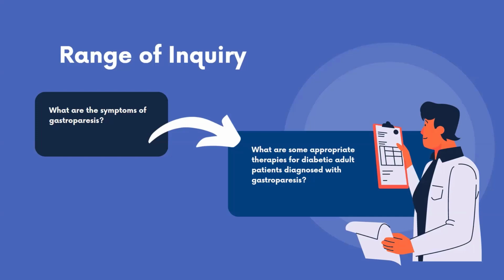On the other hand, an expert might ask, what are some appropriate therapies for diabetic adult patients diagnosed with gastroparesis? Experts may use resources like UpToDate, but will also consult with information professionals or conduct literature searches in databases to tailor treatment to a specific patient. These searches may find differing views, and the expert will analyze the information for pros and cons of different therapies.